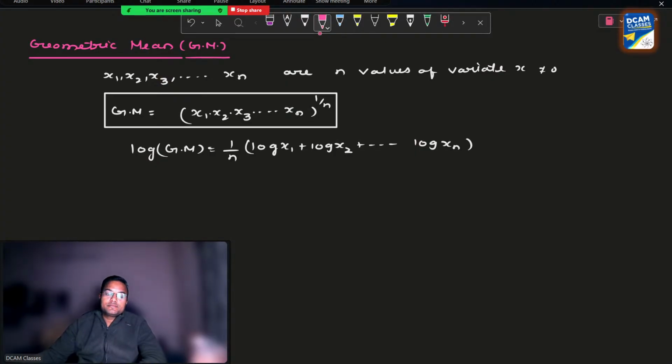First way. Sometimes applying logarithm helps. Otherwise, use the basic formula only. This is for ungrouped data.